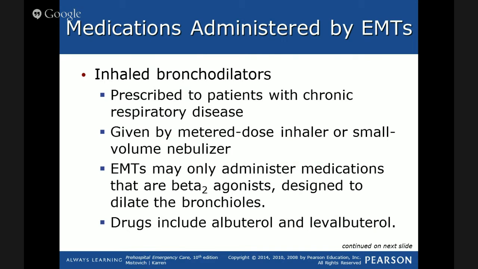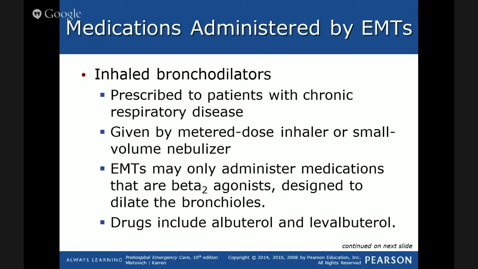Inhaled bronchodilators are prescribed to patients with chronic respiratory disease. Asthma is one of the most common, but we also have our COPD patients, emphysema, chronic bronchitis, those kinds of things. They're given by metered dose inhaler or small volume nebulizer, as we talked about. We may only administer medications that are beta-2 agonists designed to dilate the bronchioles.